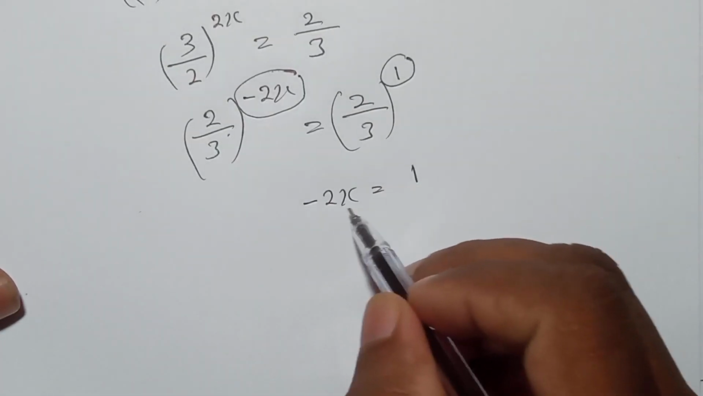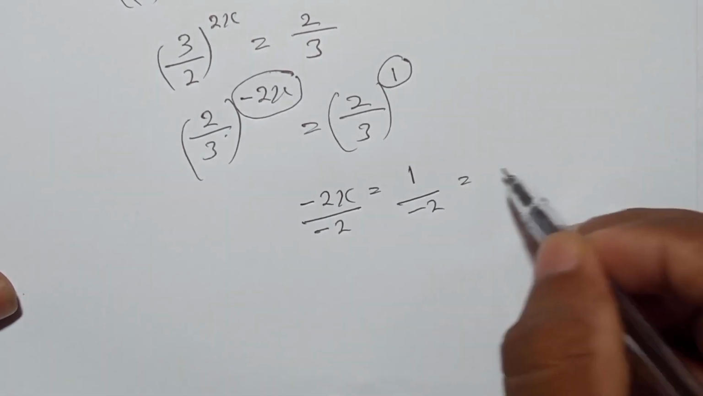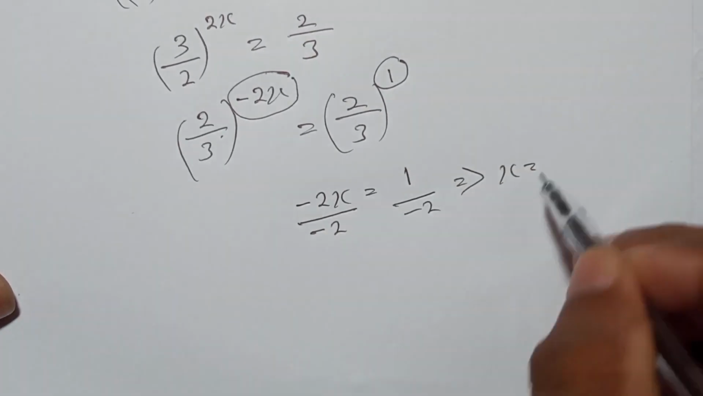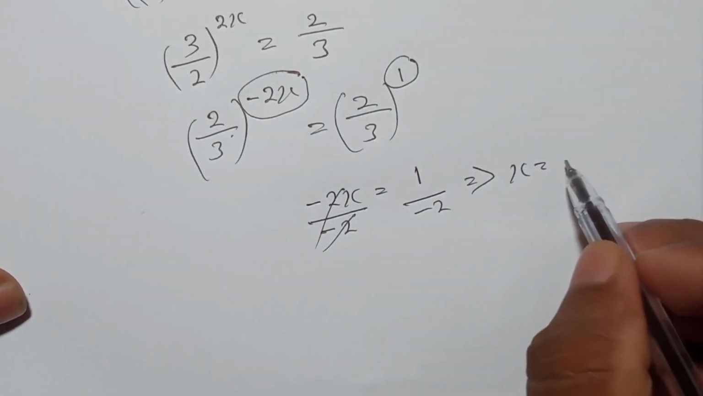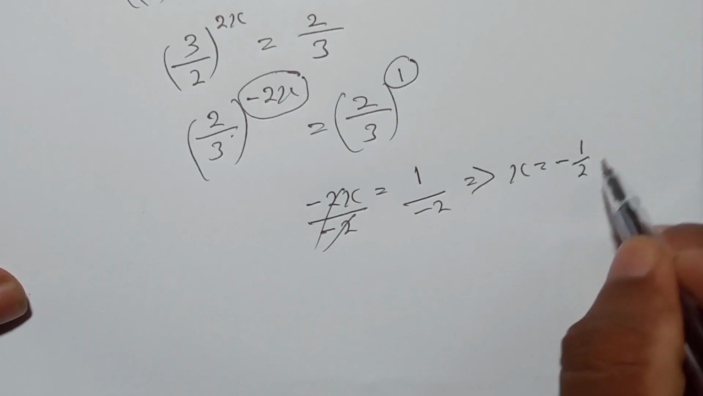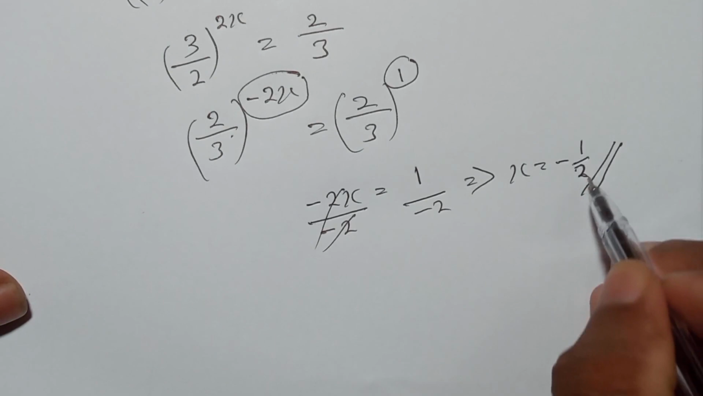So how to find x? Divide both sides by negative 2. So the final answer will be x equals, the 2s cancel, negative half, right? So that's the final answer, x equals negative half.